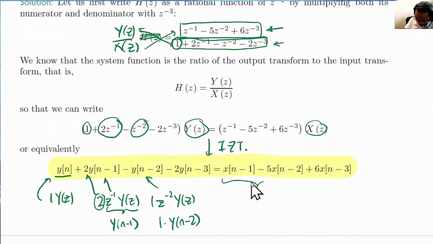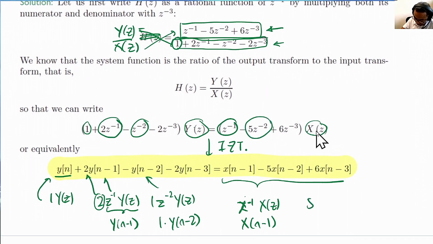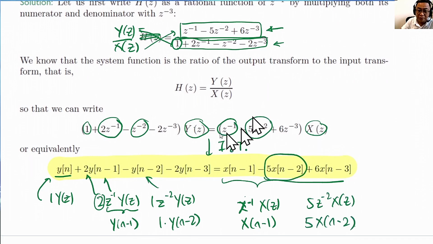The same applies to the x. We are using z^-1 here times X(z). So z^-1 times X(z), the inverse z transform is simply x[n-1]. Then 5z^-2 times X(z), the inverse z transform is simply 5x[n-2]. So you can just use this simple property on the x as well, and this is the difference equation.